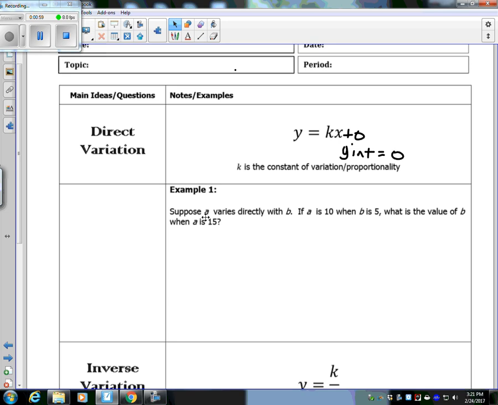So example one, suppose A varies directly with B. I always look for the words "varies directly." The variable that comes before that, we will label as the Y. The variable that comes after, I label as the X. The very first thing you need to do in these problems is find the K. You're going to be given your X and Y, and we usually need to find K first. So if A equals 10, and A is the Y in the problem, when B is 5, B in this case is the X.